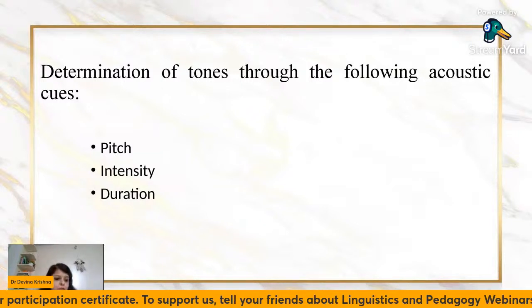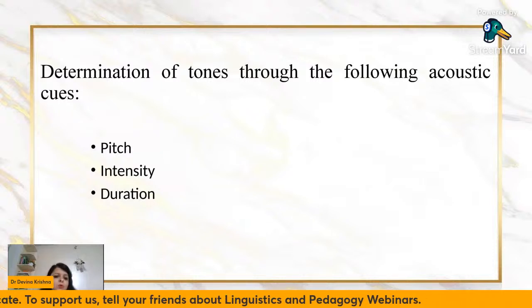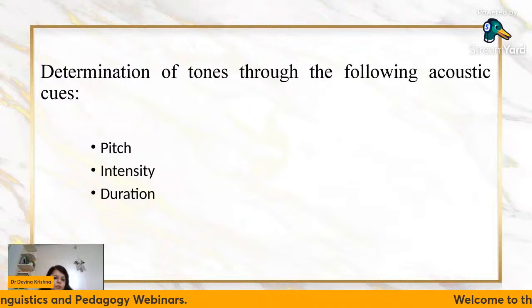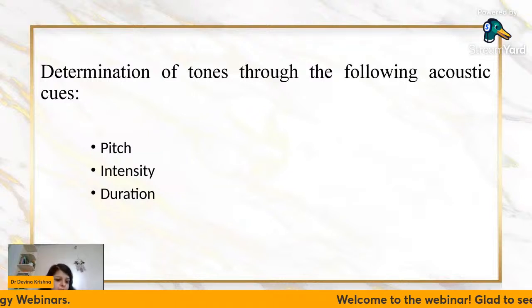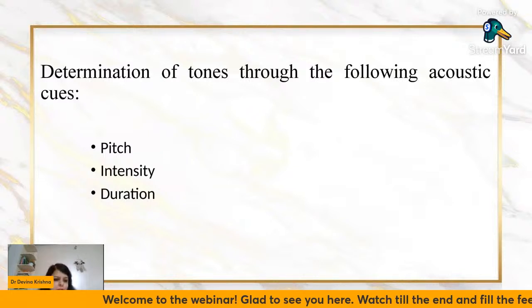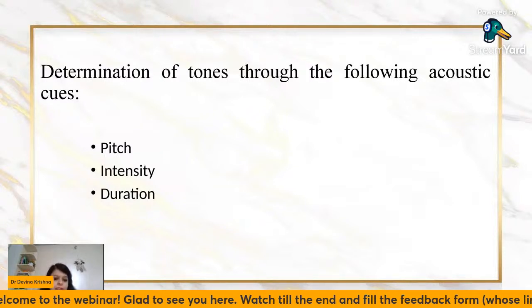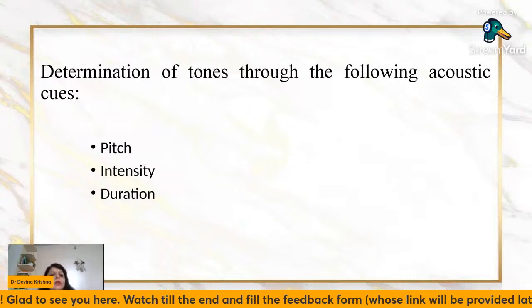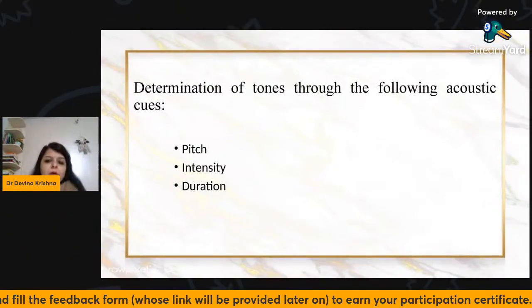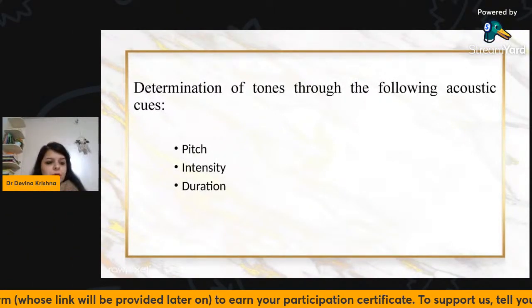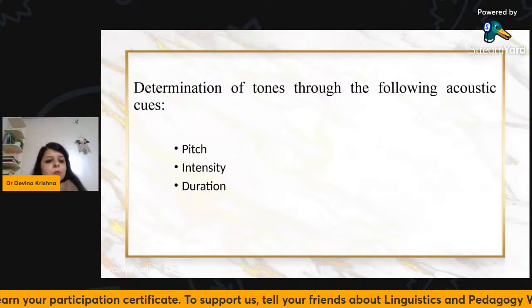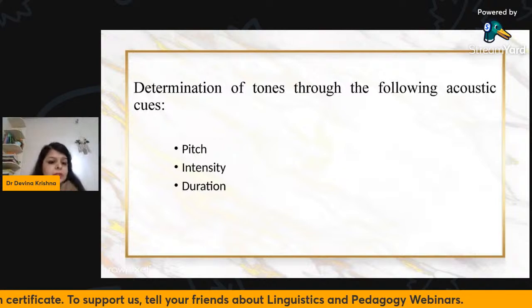Now, how do we determine these tones? What makes a language tonal in characteristic? There are certain acoustic cues, as I told you: pitch, intensity, duration. I'll tell you briefly about my research on lexical tones. Why do we say lexical tones? Because it has to do with words. Lexical is at the level of words. I am trying to find certain words in Dogri which are similar in form, but as I change the tone, the meaning of the word changes.